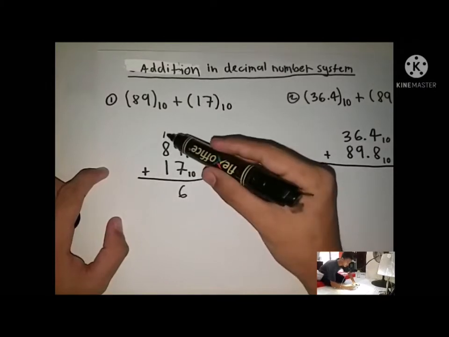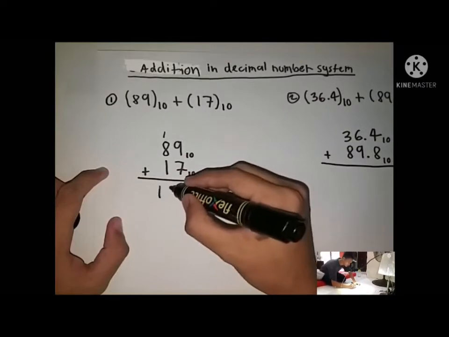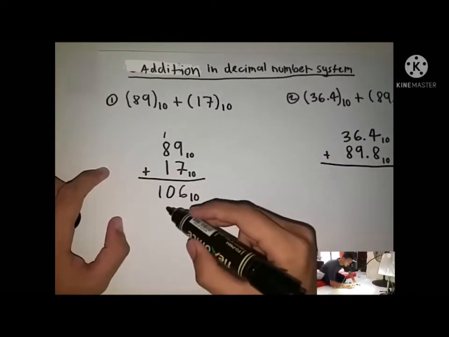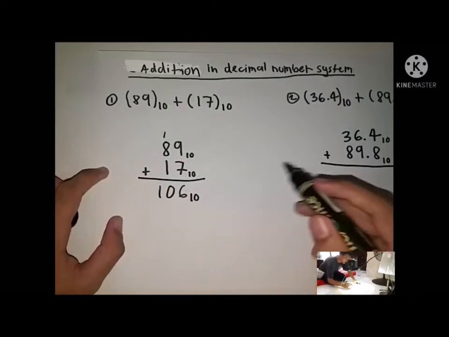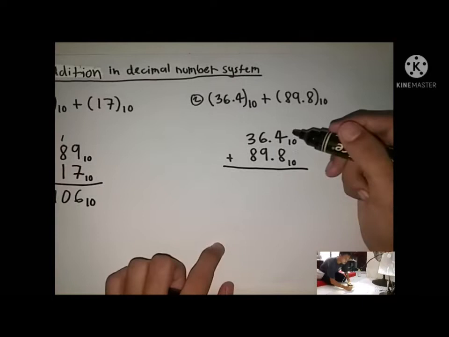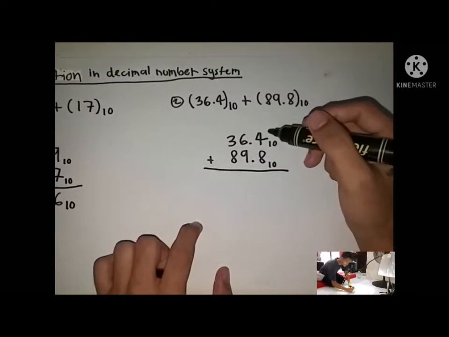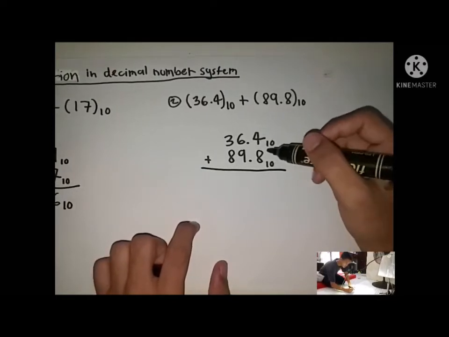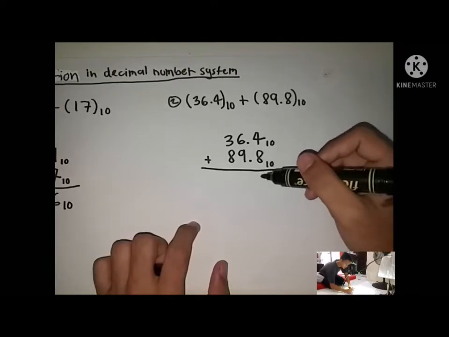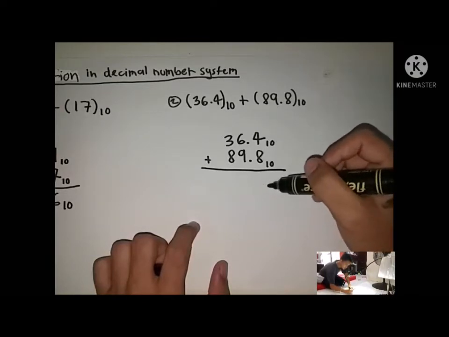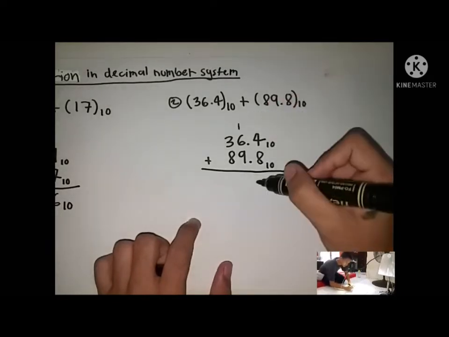Next is 1 plus 8 plus 1, which is 10. It gives us 10, base 10. So we have 106 base 10. Let's proceed to adding two numbers that contain a fraction. First, we must add 4 and 8, which gives us 12. We cannot put 12 here because it exceeds 10. So we must put the 1 here, 2 here.